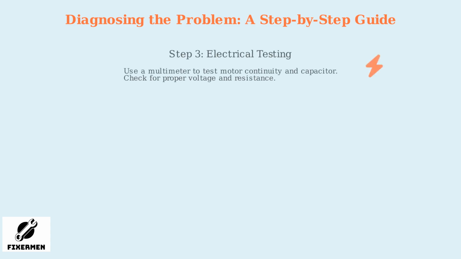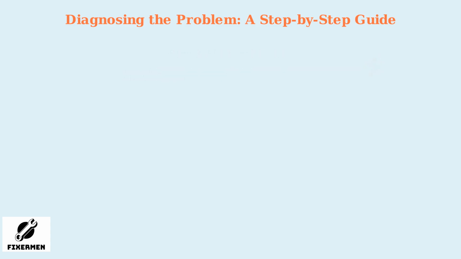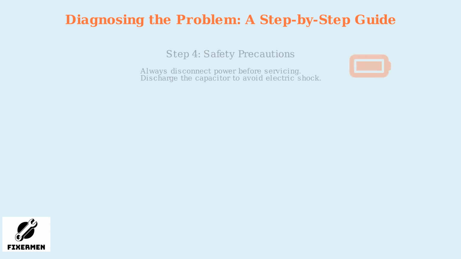For electrical testing, use a multimeter to check the motor's continuity and capacitor function. Test voltage, resistance, and continuity to identify faulty components. Remember safety first. Always disconnect power before servicing any components. Discharge the capacitor using a screwdriver to prevent electric shock or injury.